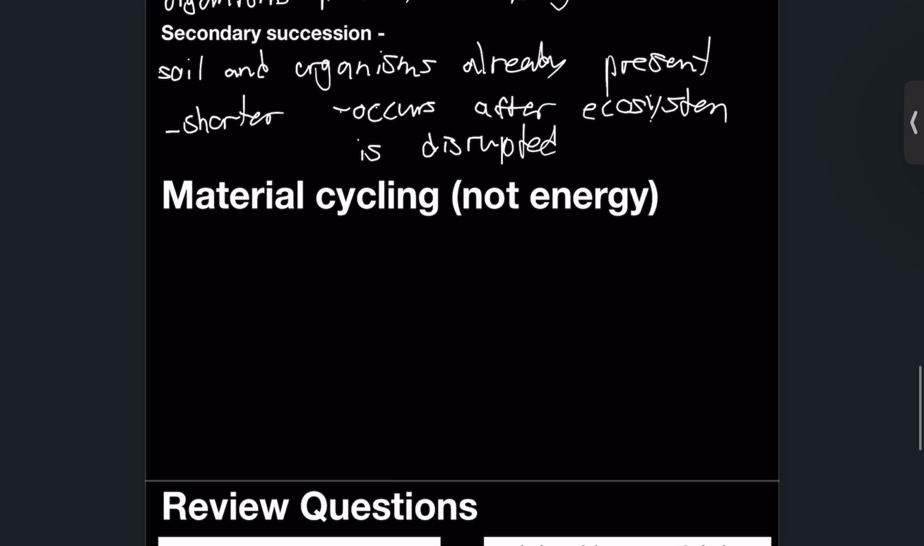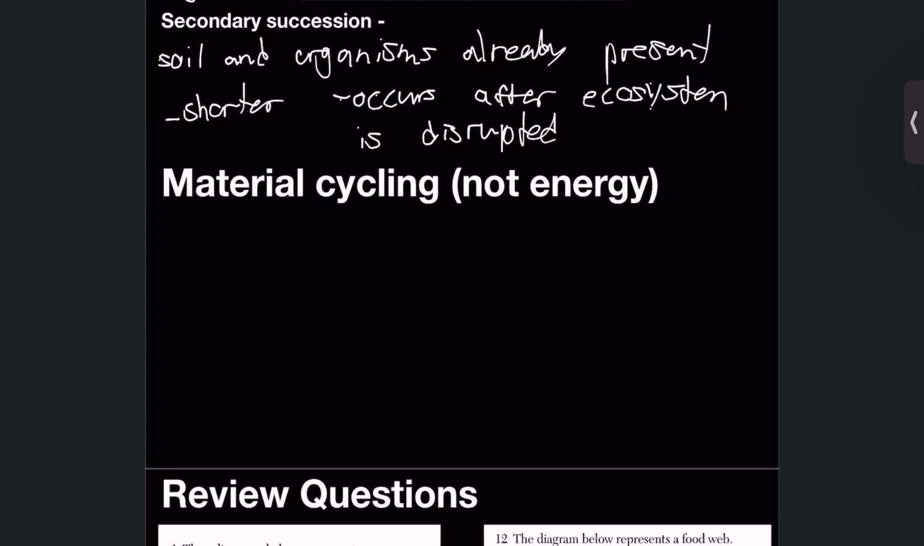Now, the final thing we have in this lesson is the cycling of materials, and we have in parentheses here "not energy." This is a key thing you want to know because it's the materials that are getting cycled between living and non-living parts, but not the energy. So various materials, including carbon, nitrogen, and water, are cycled throughout an ecosystem.